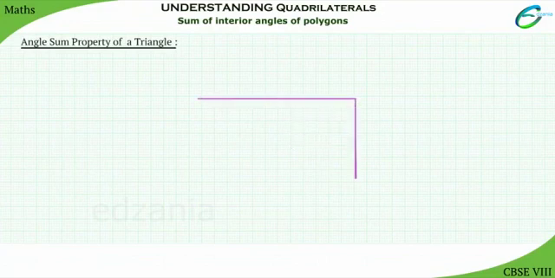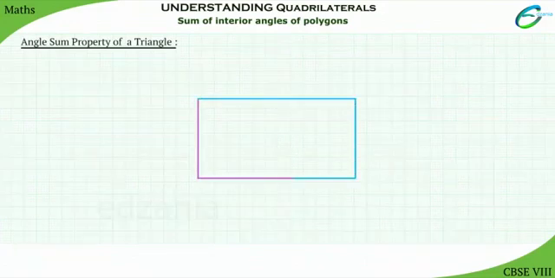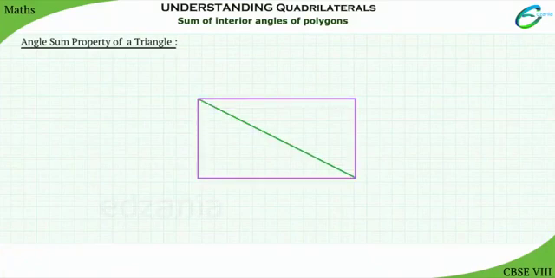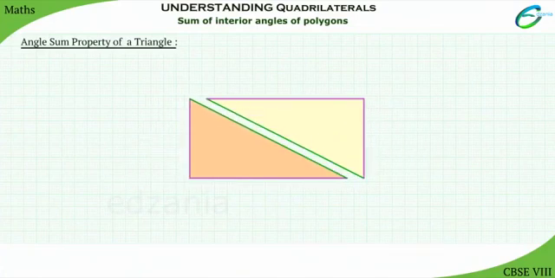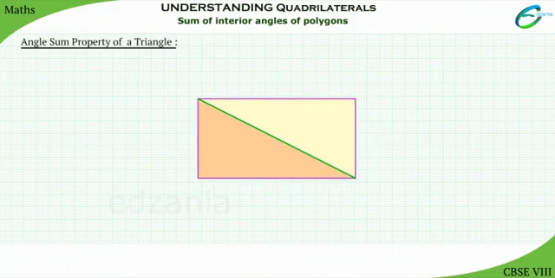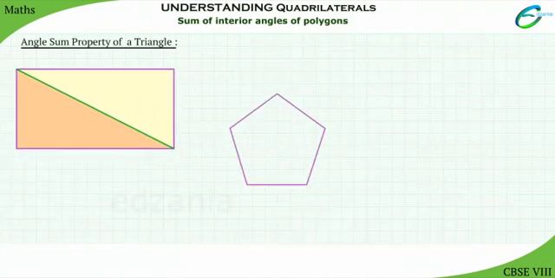How many sides are there in a quadrilateral? 4. How many triangles can be formed in a quadrilateral? 2. What is the name of this polygon? Pentagon.